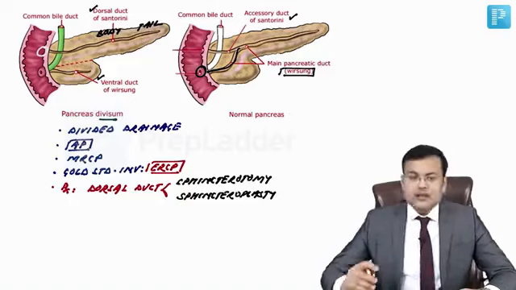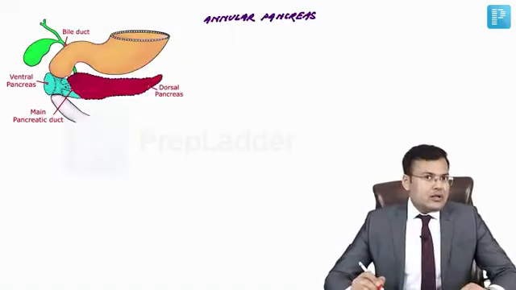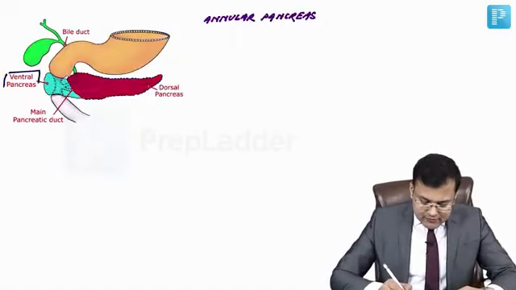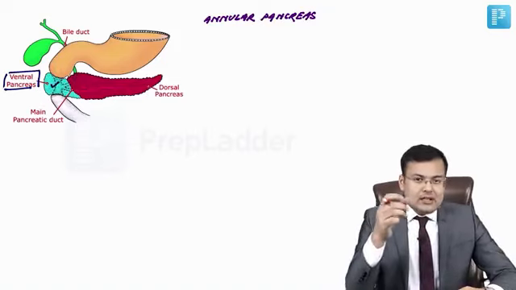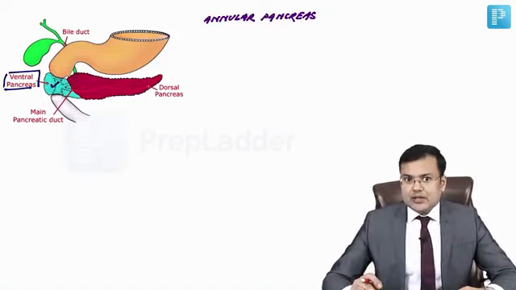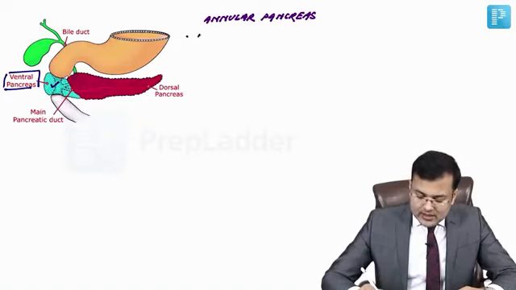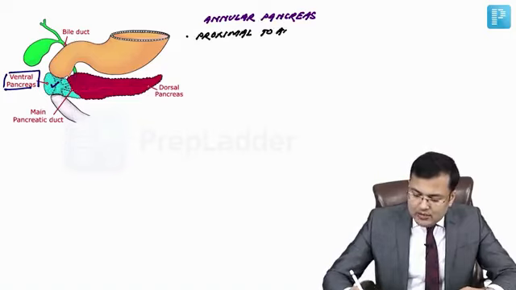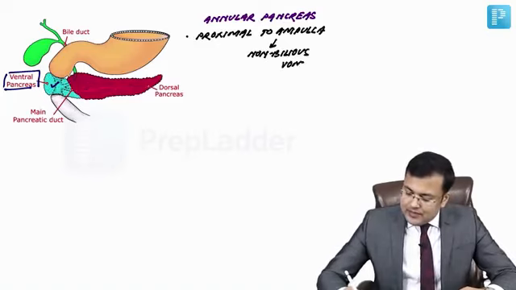That is pancreas divisum. There is another abnormality of pancreas known as annular pancreas. In annular pancreas you can see there is a ring of ventral pancreas around the second part of duodenum, and because of this ring, there is obstruction. The good thing is that this obstruction is proximal to ampulla. Since the obstruction is proximal to ampulla, there is non-bilious vomiting.